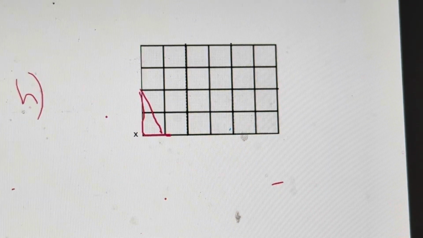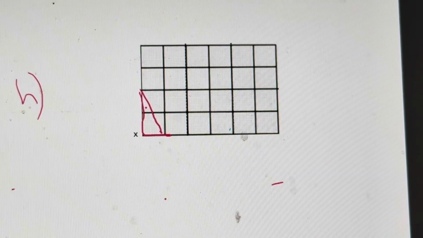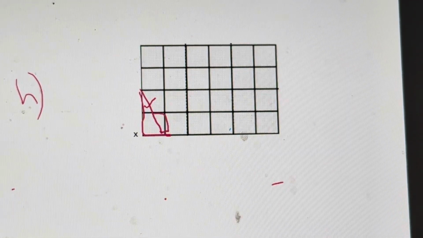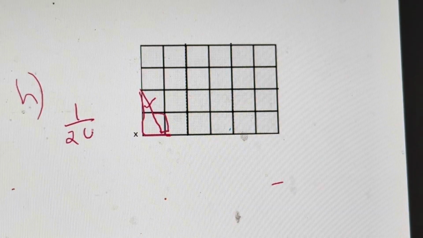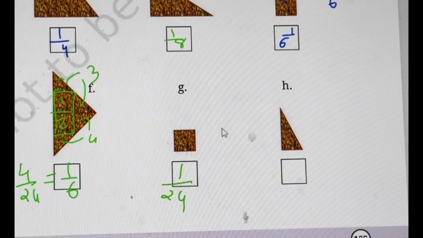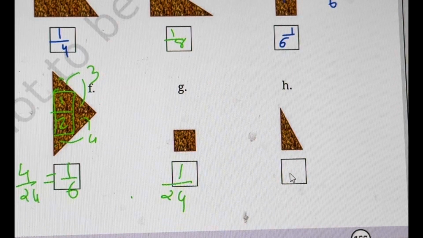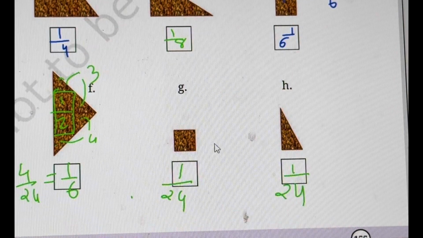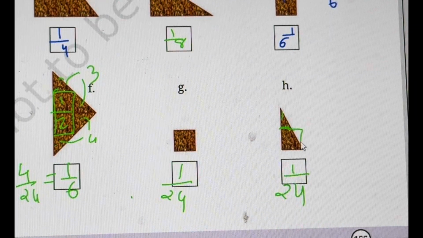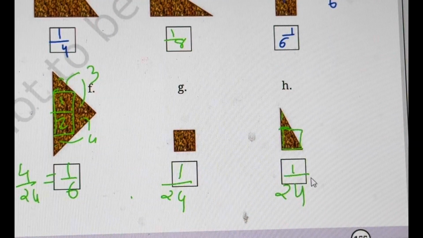So in question number H, if you see that small triangle, it is like this. So if I cut this small portion and put it over here, it becomes a full square. And this one full square is 1 upon 24. So you can write the answer as 1 upon 24. So question number H, it is again same as G. It is also one small piece out of the 24 pieces. If I cut this portion and put it over here, it becomes a small chicky piece. So this is also 1 upon 24.